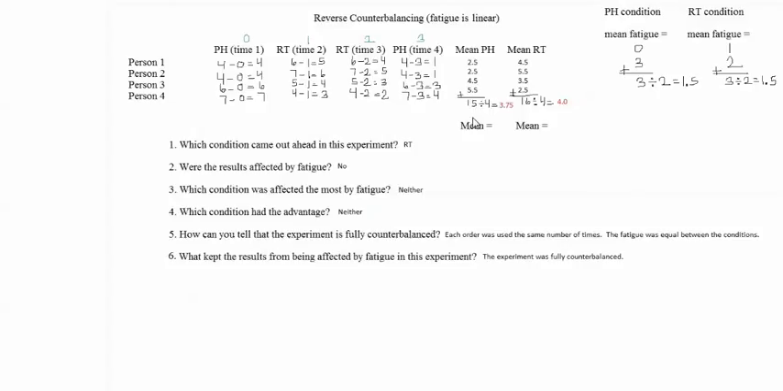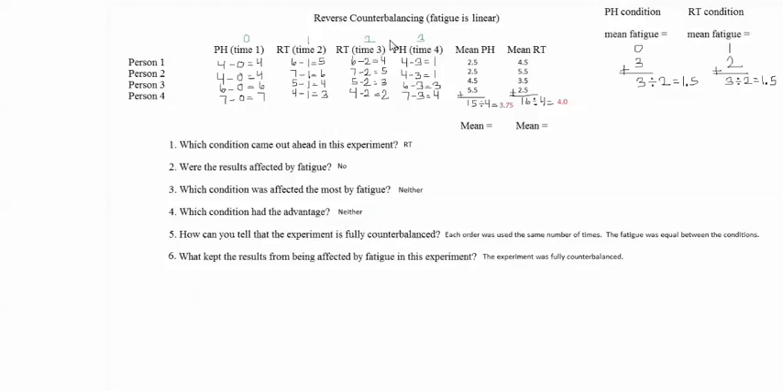After I did all of these, I added them and divided by 4, and I got the taste ratings. Round Table had the higher taste average because it came out to 4. That's higher than 3.5. To find out if the results were affected by fatigue, I had to calculate the average of the fatigue levels. So I said Pizza Hut had a fatigue of 0 at time 1 and 3 at time 4. I took those two numbers, added them, divided by 2, and I got 1.5.